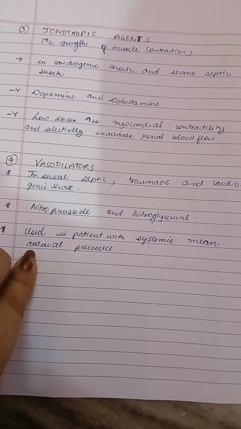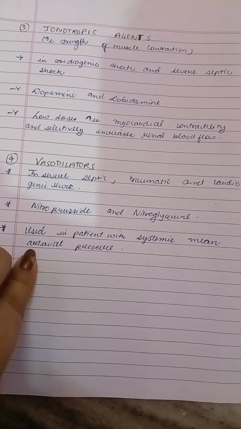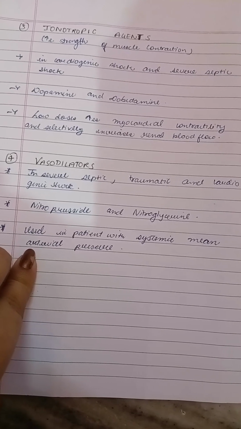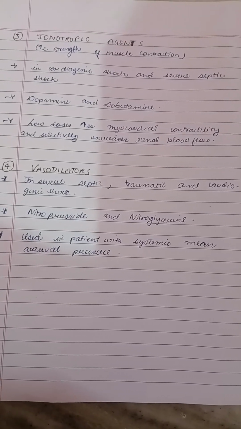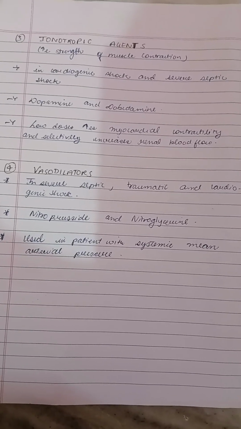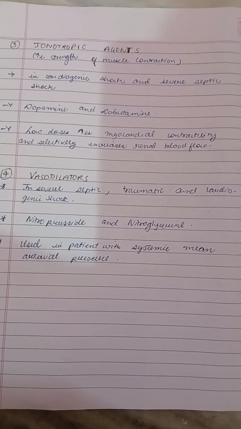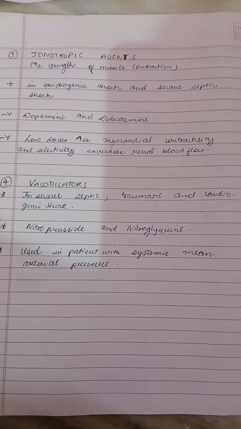Chronotropic agents are the agents which increase the heart rate. Inotropic agents are the agents which increase the muscle contraction. Okay. An example of a chronotropic agent is atropine. Inotropic agents are dopamine and dobutamine. Vasodilators used are nitroprusside and nitroglycerin. And sedatives are barbiturates and morphine.